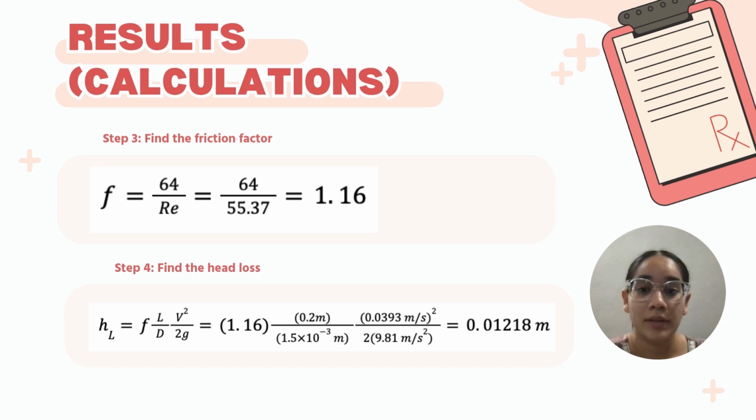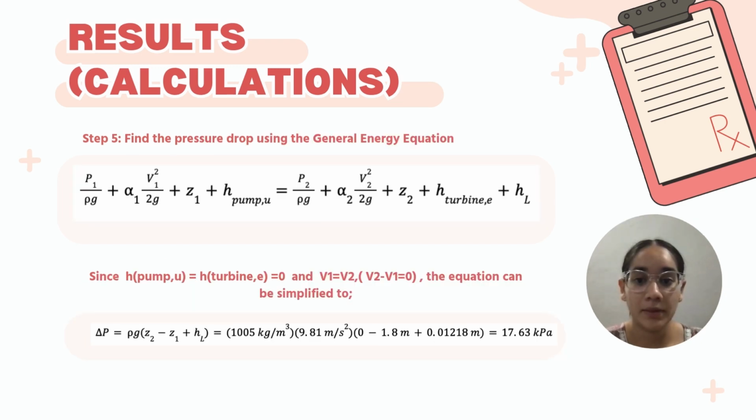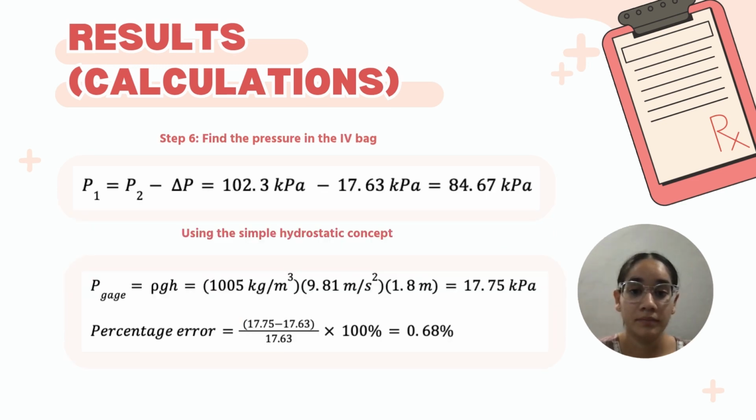The third step is to calculate the friction factor, which is 1.16, and also the head loss, which is 0.01218 meters. The next step is to calculate the pressure drop using the general energy equation. Since a few parameters can be cancelled out, we use the formula as shown below, and the calculated pressure drop is 17.63 kilopascals. The final step is calculating the pressure in the IV bag, which equals 84.67 kilopascals. We can calculate the pressure drop as well using the simple hydrostatic concept, which gives us 17.75 kilopascals. The percentage error is 0.68%.